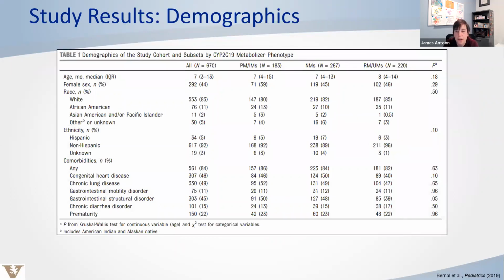So this is the final table one that describes the cohort from this study that's now been reported. And as you can see, there are 670 individuals with a median age of 7 months. And it's a relatively high fraction with various comorbidities, because these are the patients that are treated with proton pump inhibitors, particularly in the setting where I am, which is a children's hospital, which is a referral center.